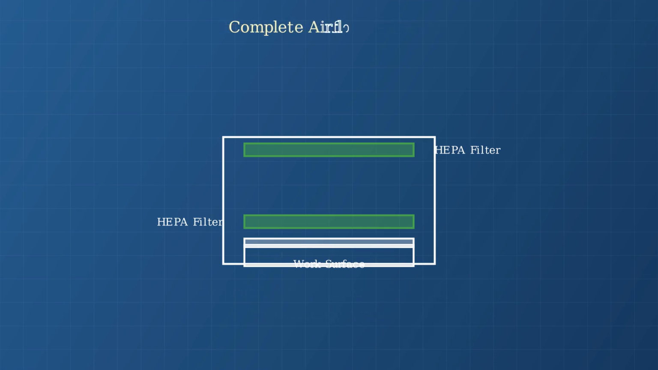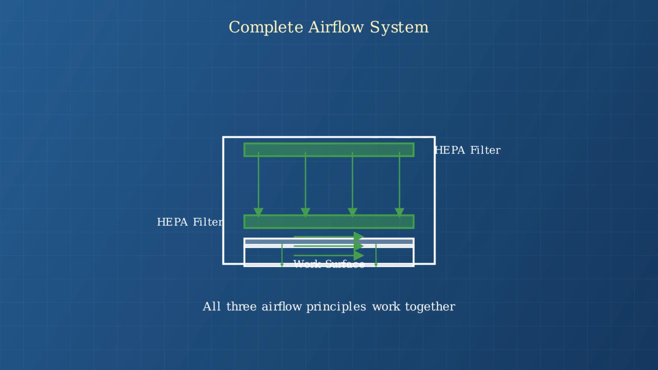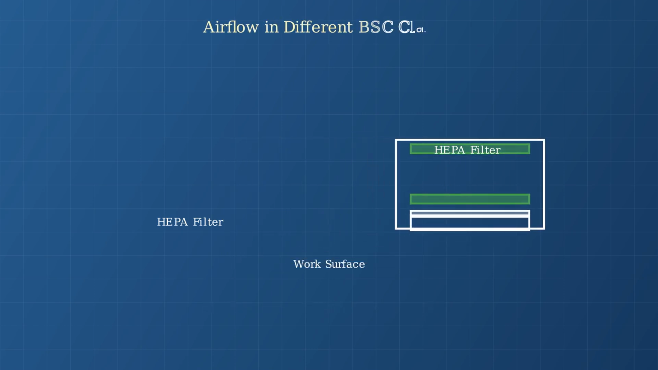When all three airflow principles work together, they create a complete protection system. Inward airflow protects personnel, downward laminar flow protects samples, and filtered exhaust protects the environment. These airflow principles apply differently across biosafety cabinet classes.